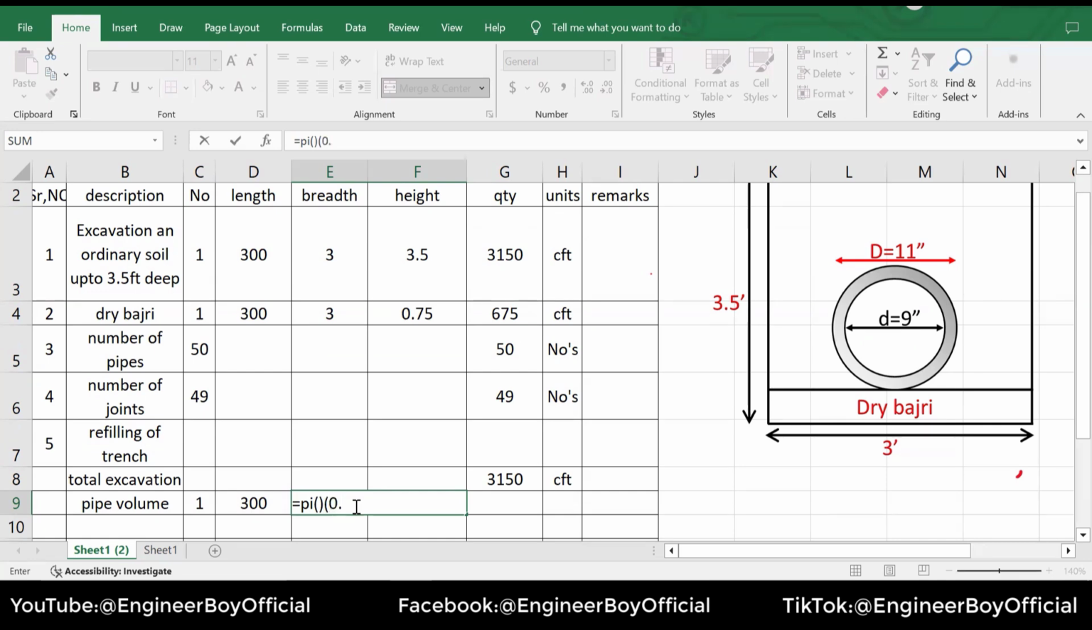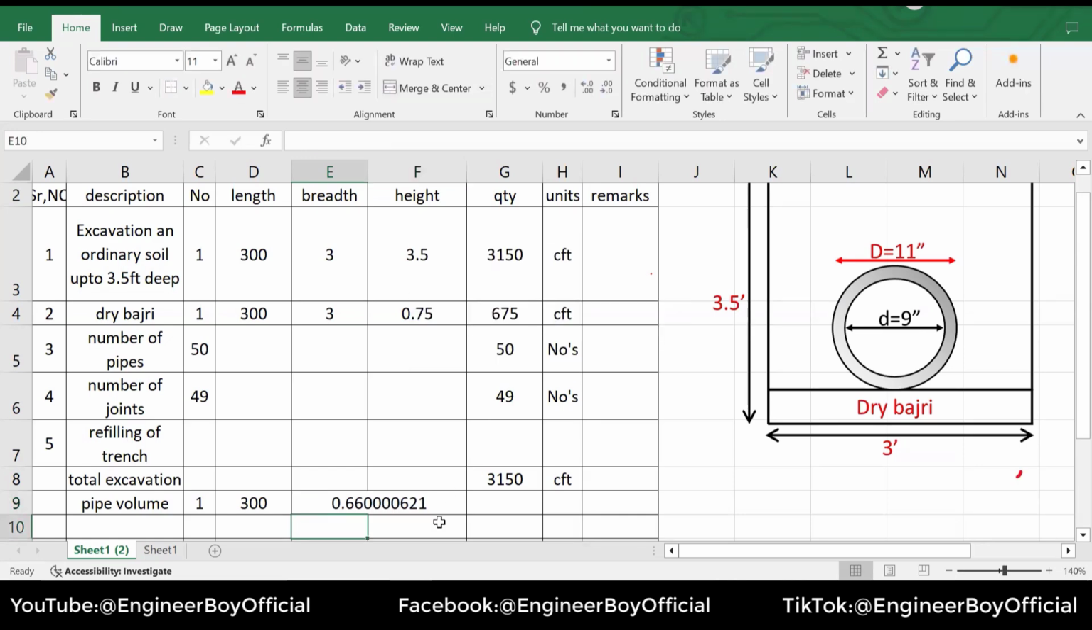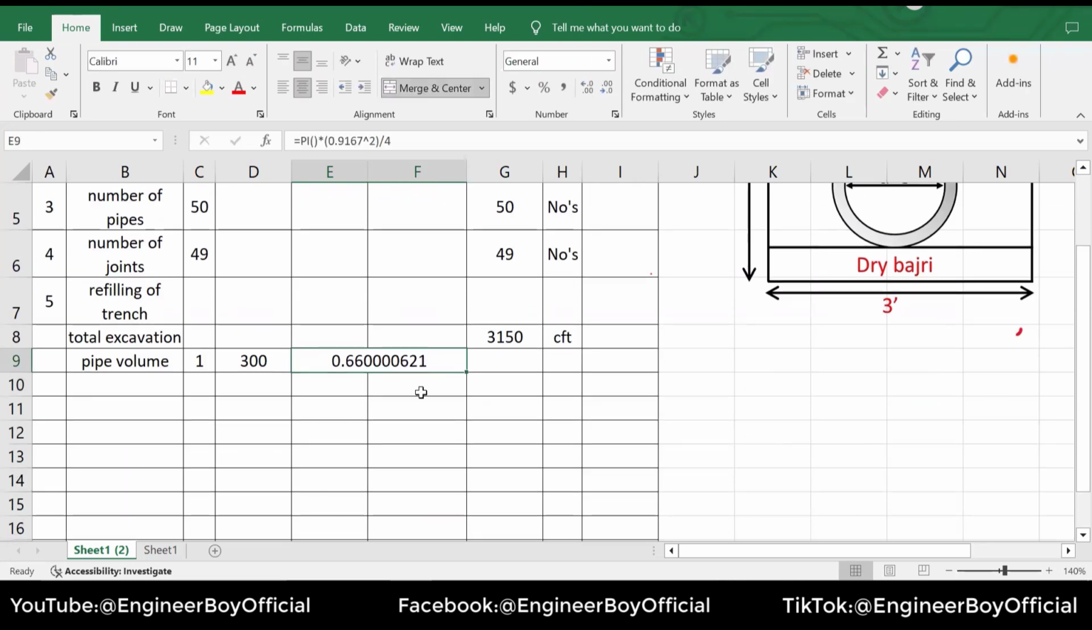Now 11 inches is actually something like 0.9167. And I'm going to put a square over there, and let's close the bracket. And now let's divide this by 4. Let's rearrange the formula and Excel will do that for you. This is actually 0.66 something, okay? And this is the cross-sectional area.